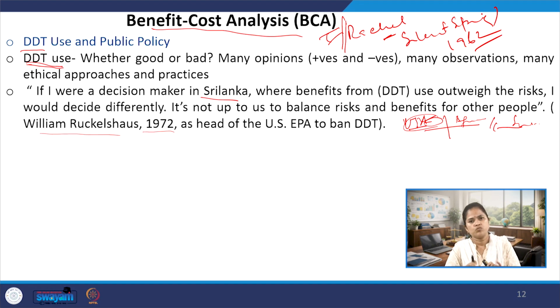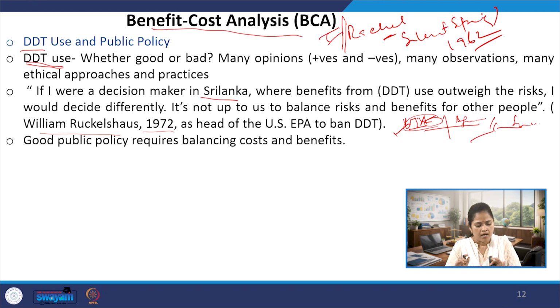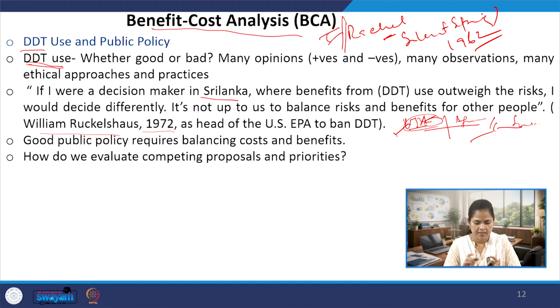The same policy, when perceived to be a good one in one country or context, is perceived to be bad for another country or context. So this policy decision making is a really very complex affair. Okay, and good public policy requires balancing costs and benefits, right? And that is the reason this BCA, benefit cost analysis, is of great importance.